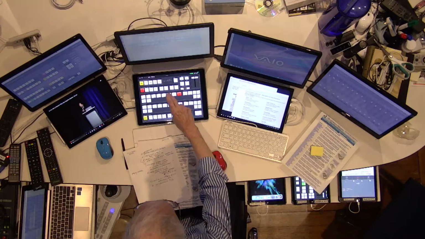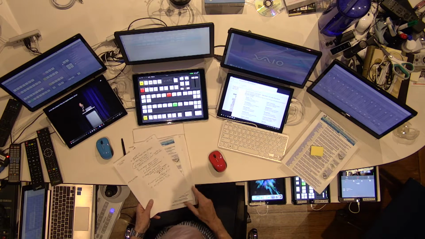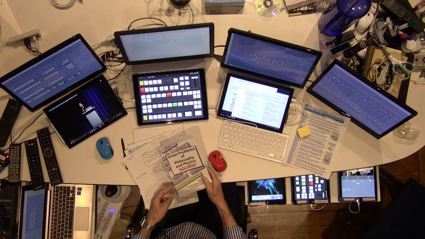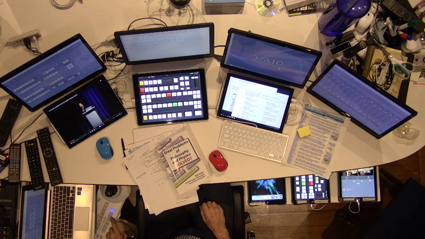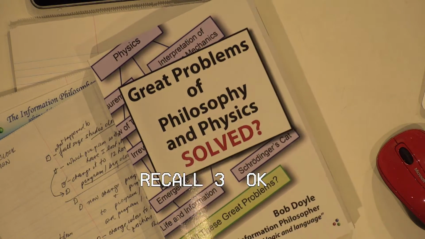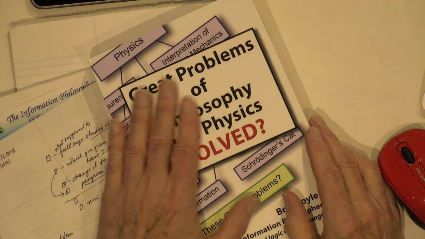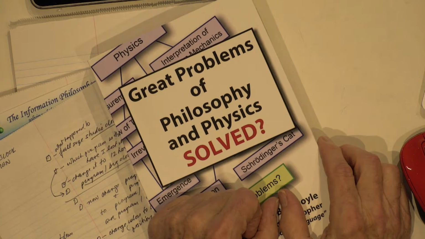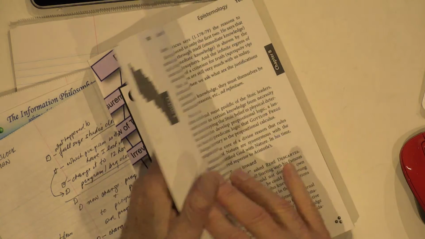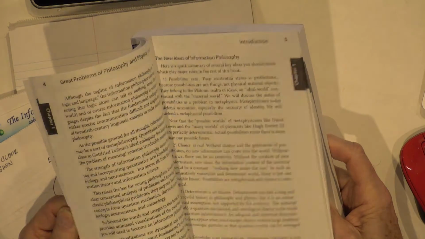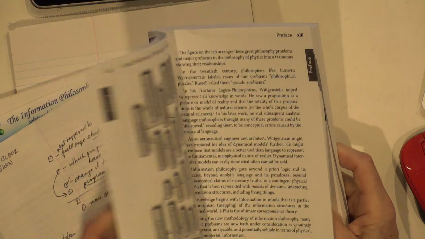My work is also based on a series of books. Perhaps the most important general one is this book. Let's see if I can find out where this one is. Let's try right here. Great Problems of Philosophy and Physics Solved, with a question mark, is an idea that I have. Boy, that's hard to talk about. It's a book in which I propose solutions to many problems.